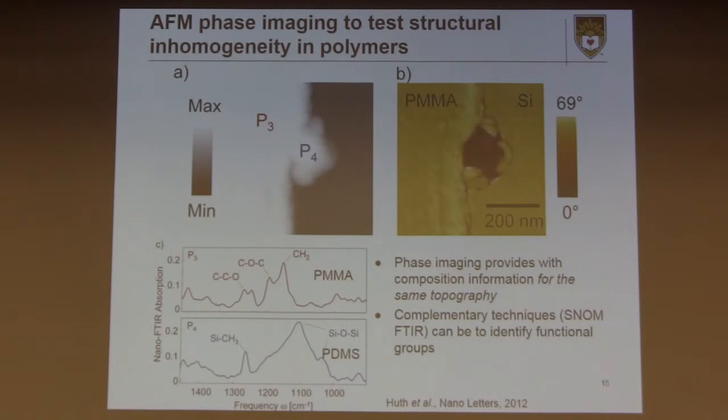What that does is, if you have two different domains of the same size, AFM won't pick it up. It will see it as flat, right? So topography will not show that, but phase will. And this is exactly true. P3 and P4 regions are of the same height in topography, but in the phase image, clearly very different composition. You can probe that later on with some fancier things such as near-field optical microscopy.